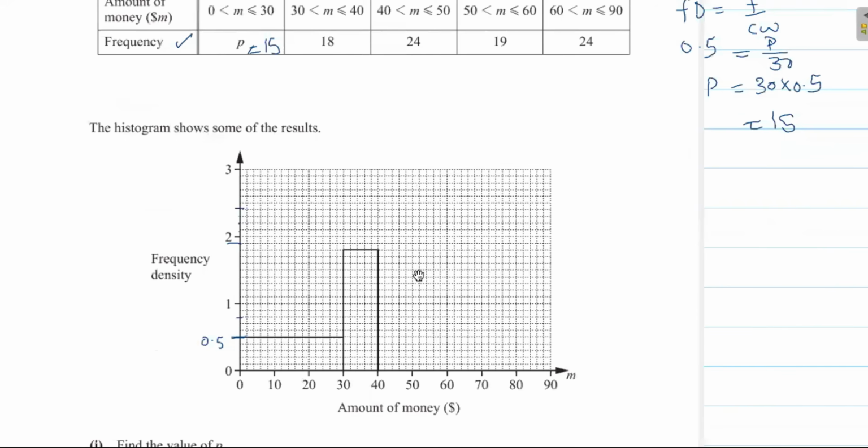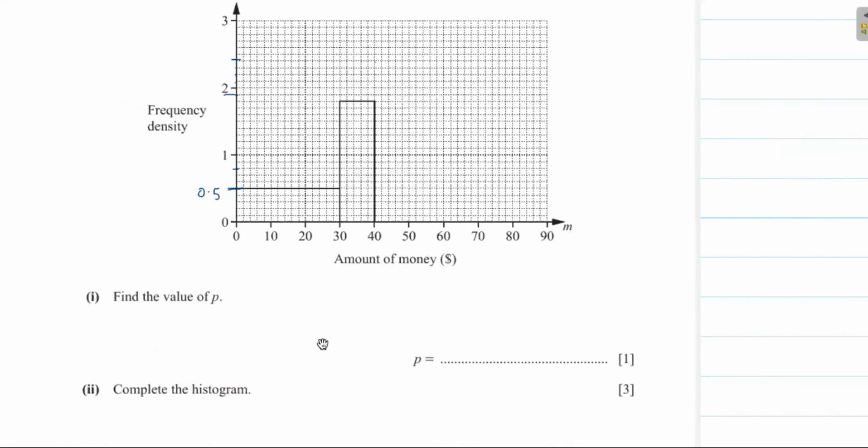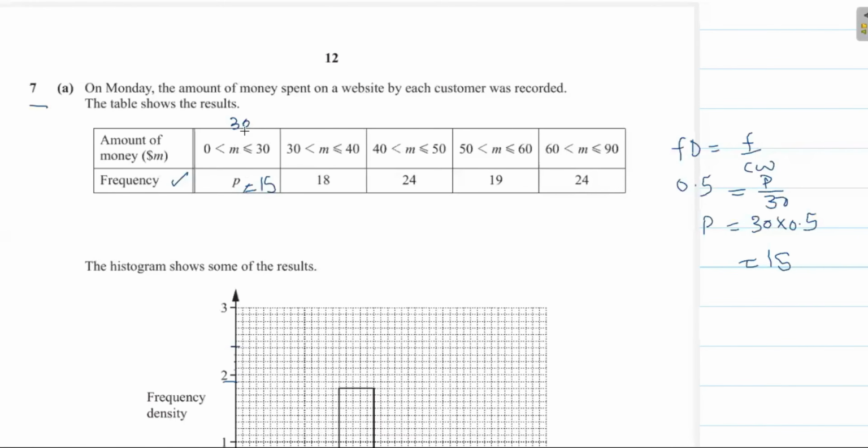Next, we have to complete the histogram. To complete the histogram, firstly we find the frequency density. Frequency density is equal to frequency over class width. We write the class width of each interval. The first interval is 30, next is 40 minus 30, which is 10 class width, the next is 40 to 50, the class width is 10, next is 60 minus 50, the class width is 10, and next 90 minus 60, the class width is 30.